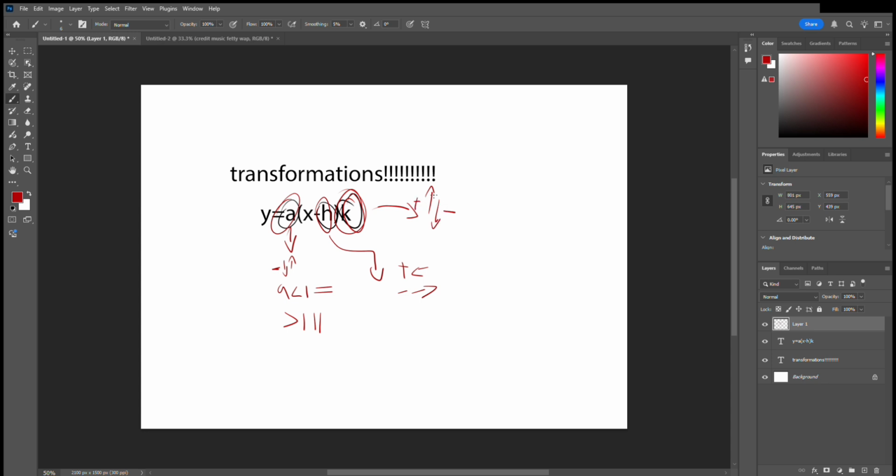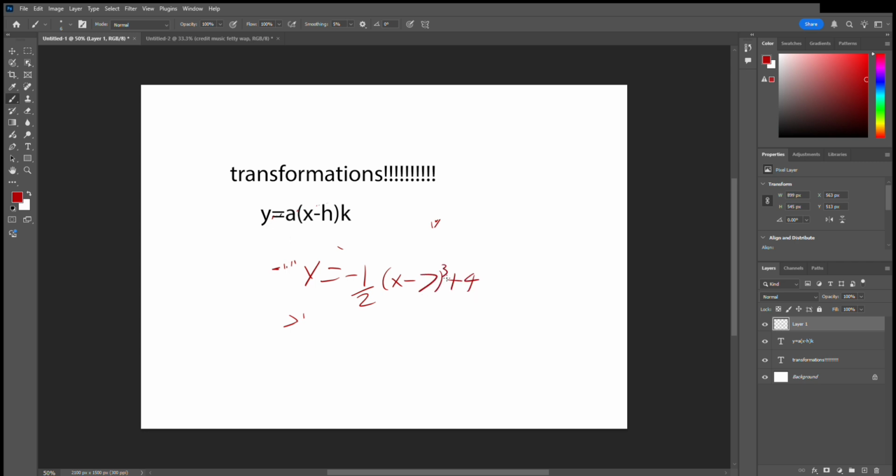So the first one we're gonna do is this one: y equals -1/2, and then cubed by x minus 7, and then there's plus 4. The first thing that's gonna happen is it's gonna be reflected because there's a negative. You can see right there, there's a negative. Got it? Okay, that's cool.